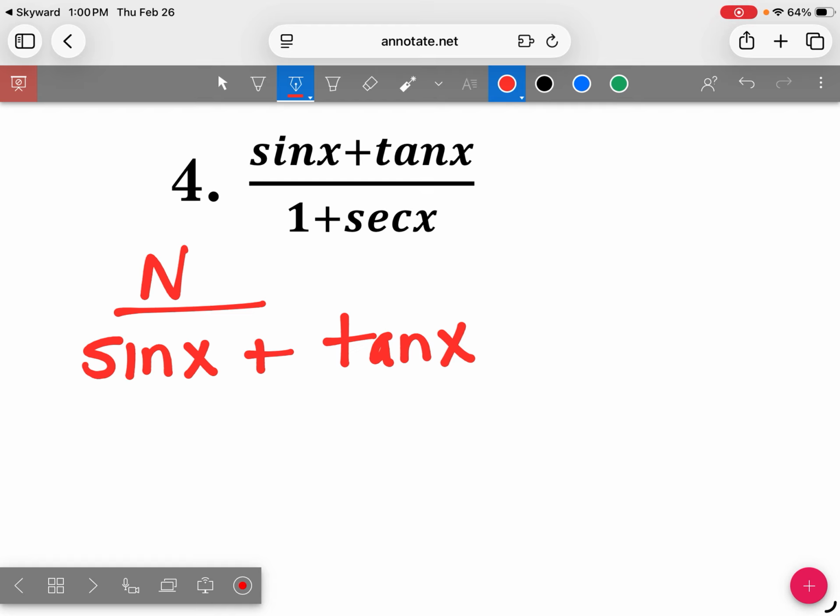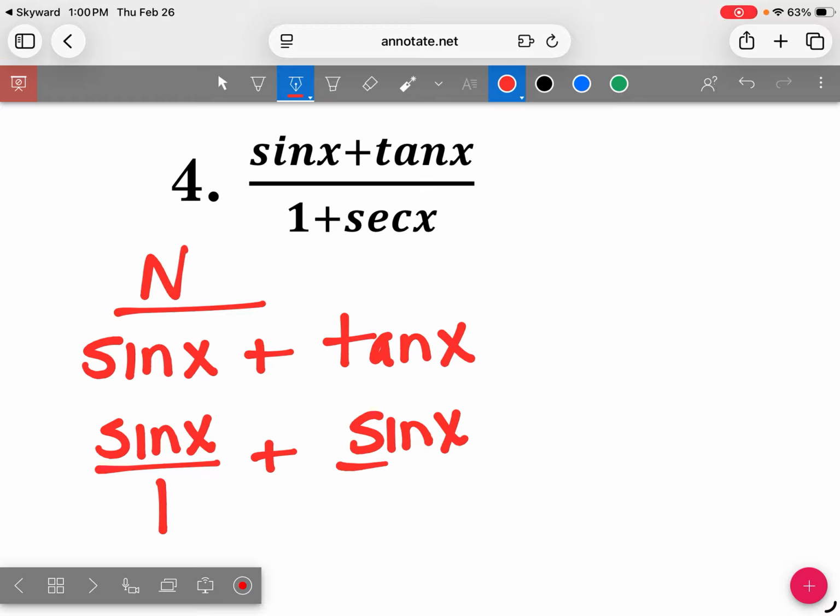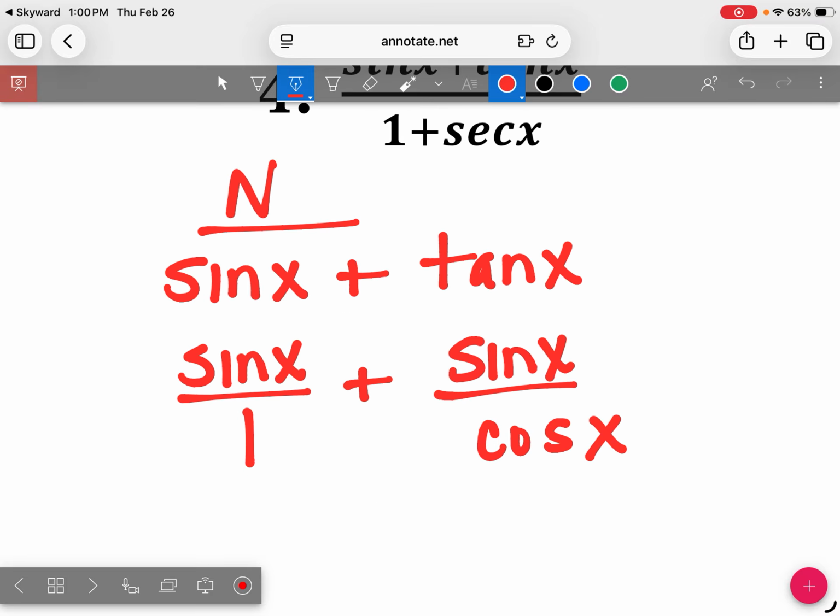Who thinks it's sine over cosine? So I'm going to write this as sine x. I'm going to put this as a fraction. Plus sine over cosine. Okay. So now we are adding fractions. Oh boy. What do we need to have in order to add fractions? A common denominator.